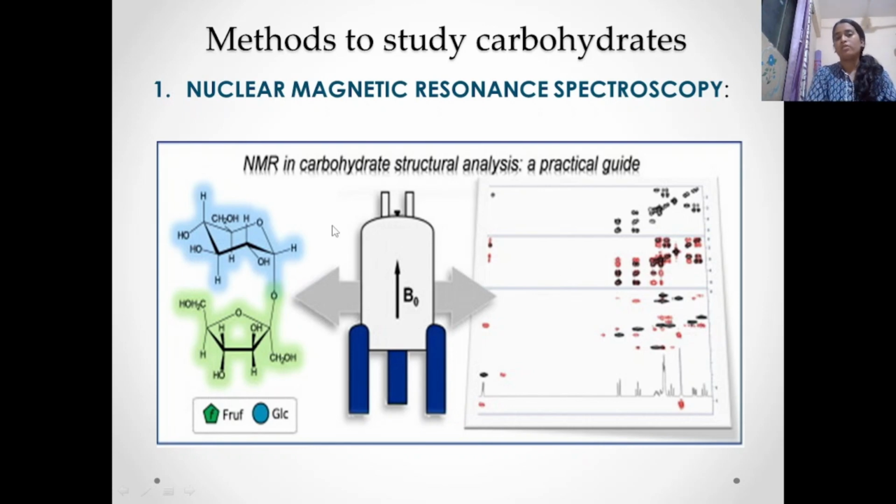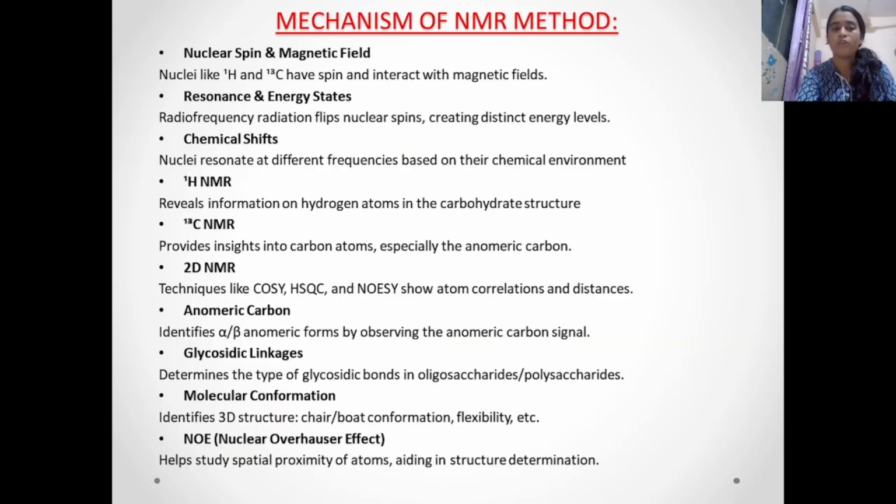The first method is nuclear magnetic resonance spectroscopy. This method is based on magnetic fields and radio frequencies. The nuclei of hydrogen and carbon interact with the magnetic field, and irradiating with radio frequency pulses causes the atomic nuclei to resonate, along with coupling patterns, which produce a unique fingerprint that reveals the identity of a single sugar residue.